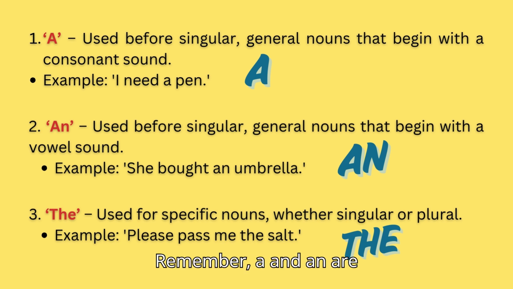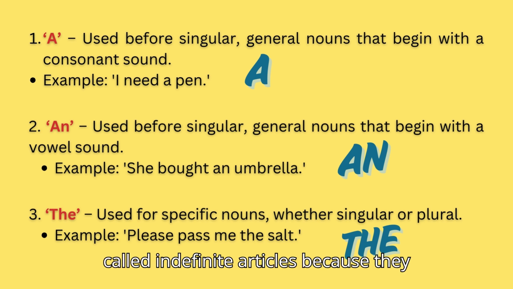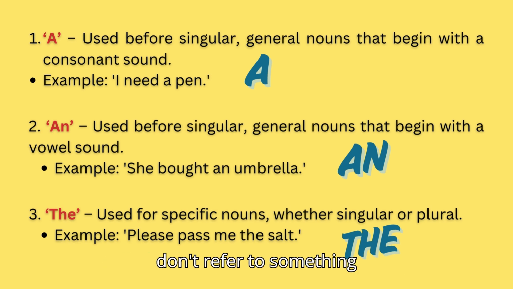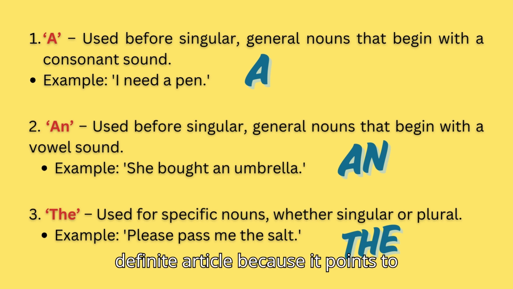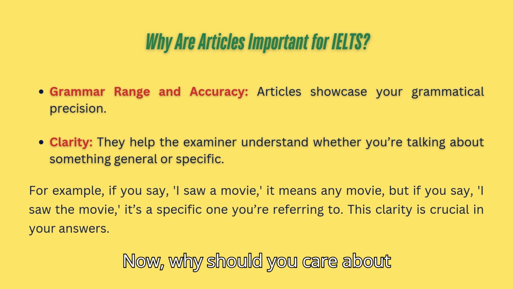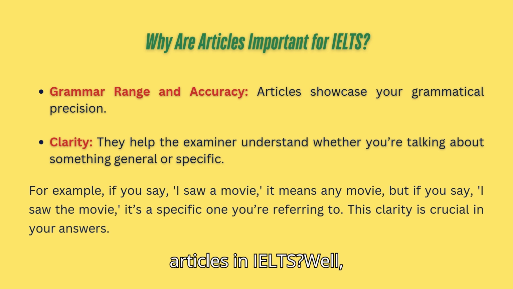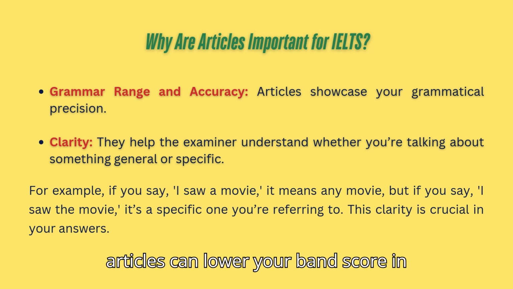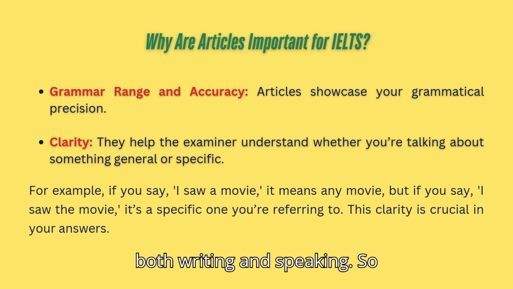Remember, a and an are called indefinite articles because they don't refer to something specific, while the is the definite article because it points to something known or specific. Now, why should you care about articles in IELTS? Well, incorrect use or no use of articles can lower your band score in both writing and speaking.